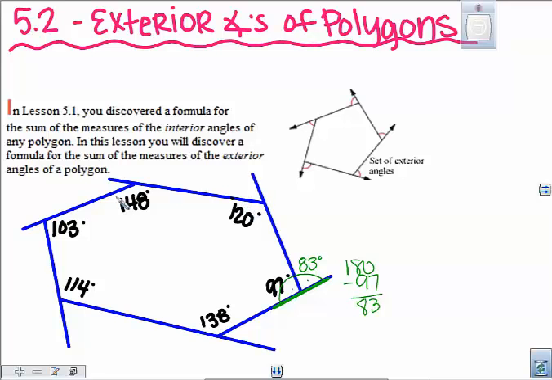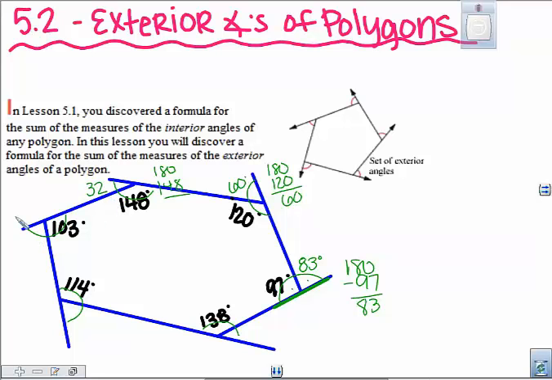This is going to work all the way around. These are all linear pairs. This is a linear pair, pair, pair, and pair. So you're going to go around your polygon and subtract each of the interior angles from 180 to get your exterior. So this leaves us with 60 degrees here. We do the same thing all the way around. And so here we get 32.